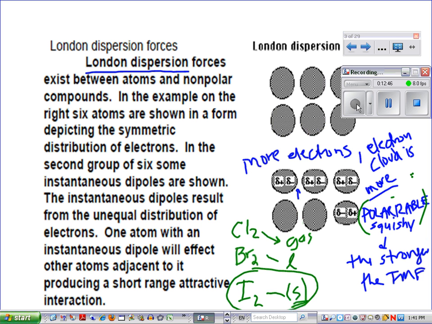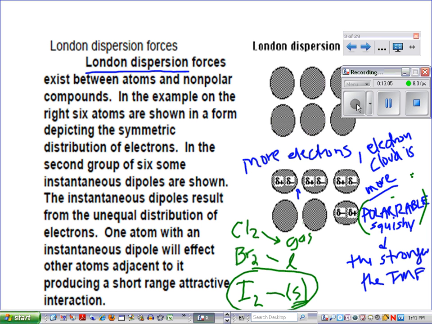Okay? You really only have to report the primary force. You don't need to report London all the time. But I don't want to lie to you and just say, oh, that's water, it is hydrogen bonding, and that's it. No, there's some London in there as well, but it's not what's really causing it to have such a high intermolecular strength. Okay?